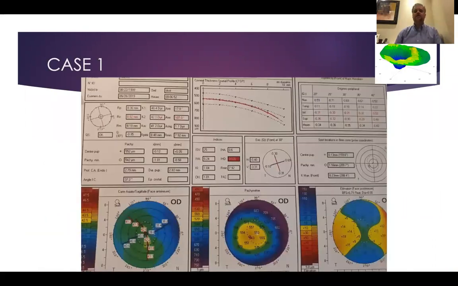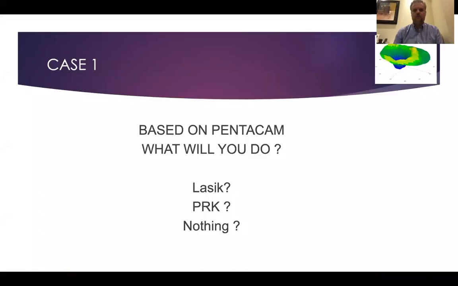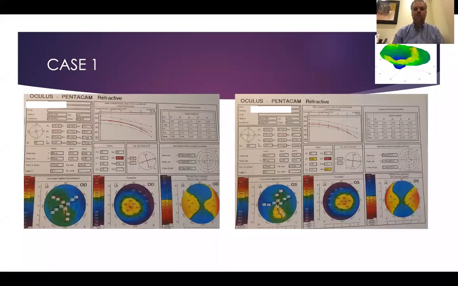So this is the topography, the Pentacam for the right eye. And this is the Pentacam for the left eye. So what will you do? I will show the Pentacams another time. Will you go for LASIK, PRK, or nothing? Do not give importance to the age. You can say 25 or 26 years old. We give importance to the images we have. So with this case, will you go for PRK, for LASIK, or for nothing?